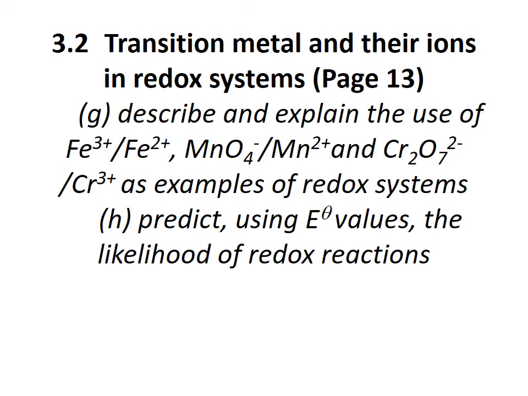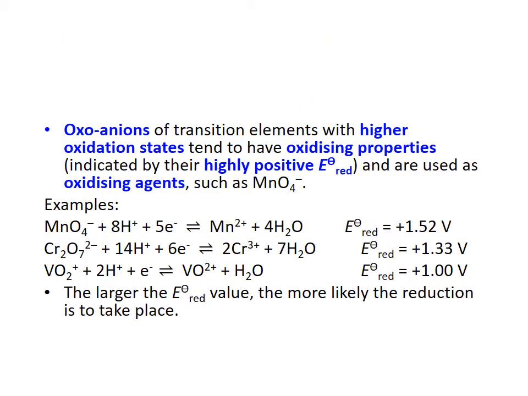You also have to learn to predict the likelihood of redox reactions, whether it is likely to occur or not, using E0 values. This is what you have already learned in Electrochem Part 1, so this is a recap here. We are going to look at oxo anions of transition elements. So what is meant by an oxo anion of a transition element?